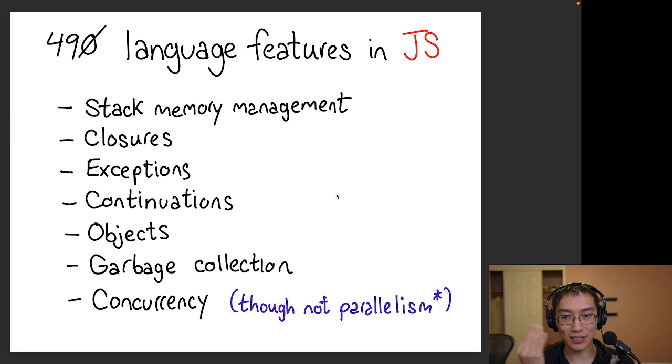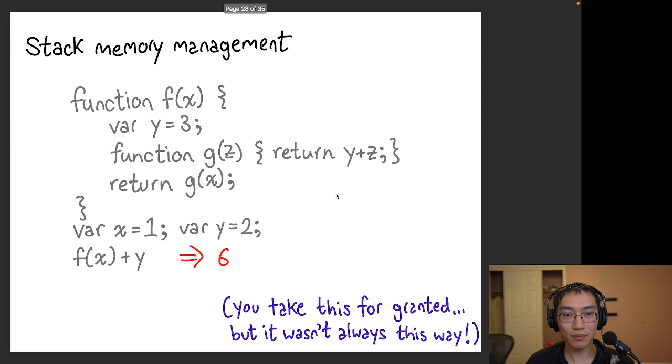Well, we have a lot of things, and let me just go through them. So JavaScript's got stack memory management. And what do I mean by that? Well, it's actually very, very simple and so obvious that if you've been programming, you might be like, yeah, what's the big deal? This is obviously what should happen. So what do I mean by stack memory management? I just mean that when I call functions and those functions define local variables that differ from the variables in the context I called it from, something reasonable happens.